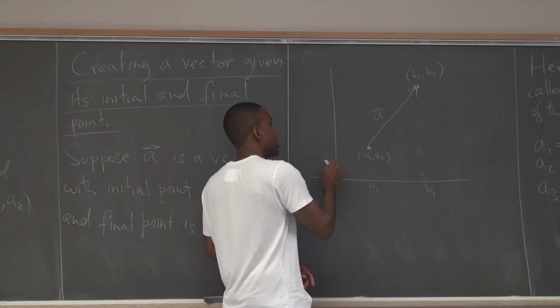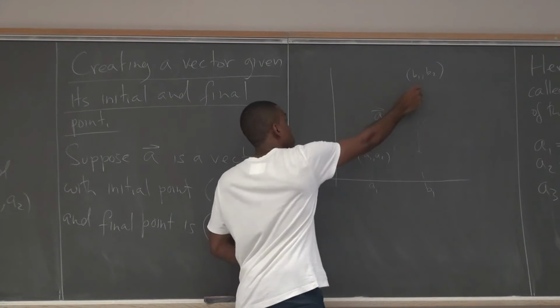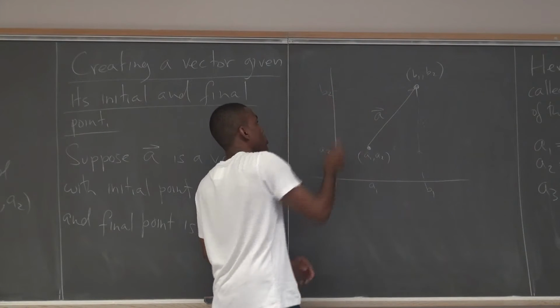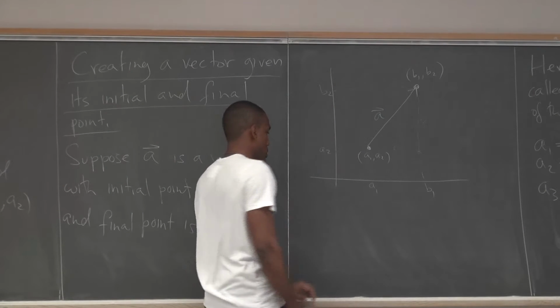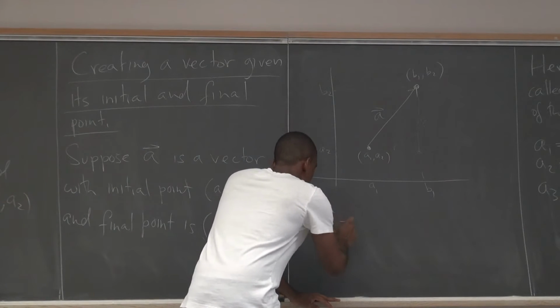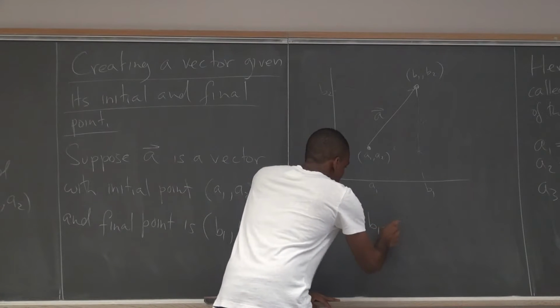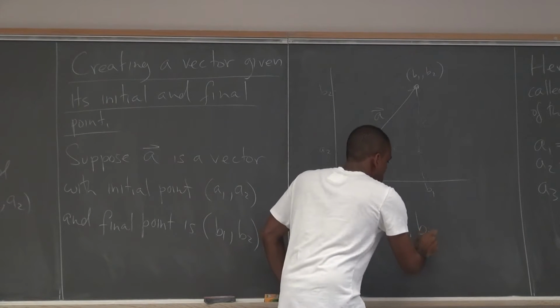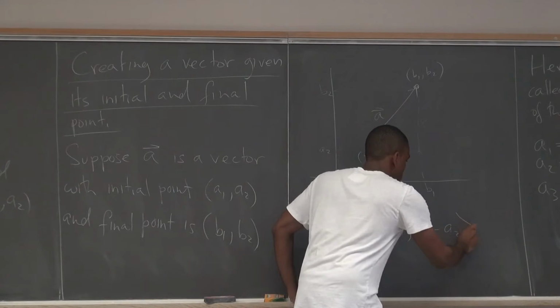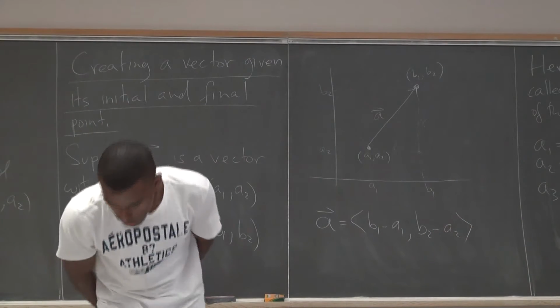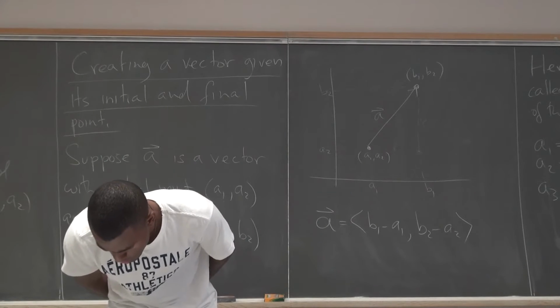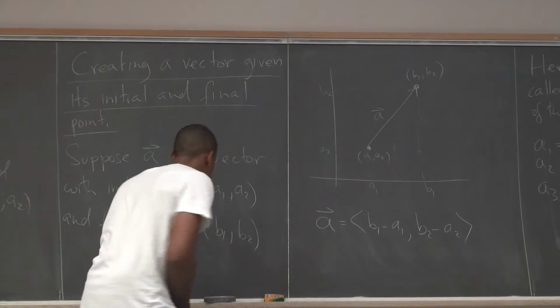Similarly, over here, this hits at a2. Over here, this hits at b2. If I want to know what is the vertical component, I just subtract those two. So in other words, A would be the vector b1 minus a1, comma b2 minus a2. Did I have an example for that? I did have one for that example.